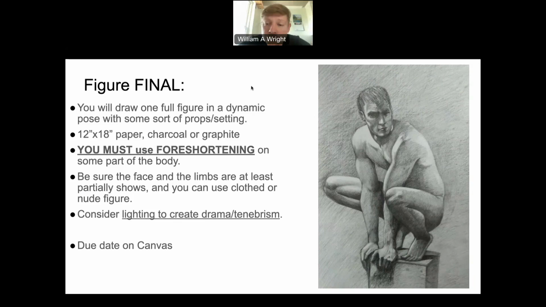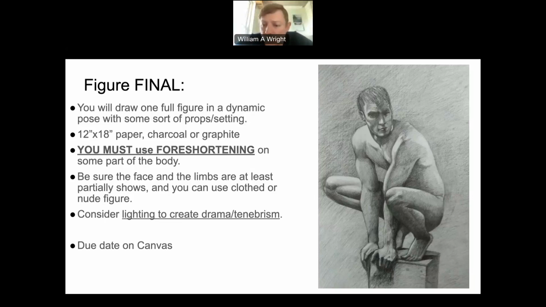I'll get to this in a minute. I was going to talk about the lighting on the shoulders, but basically I was going to say you must use foreshortening on some part of the body. There are two caveats that make this a little more complicated than just drawing any old figure. First off, the foreshortening.